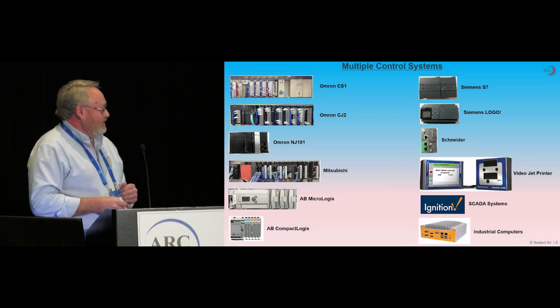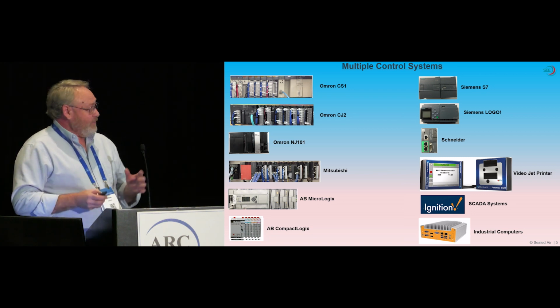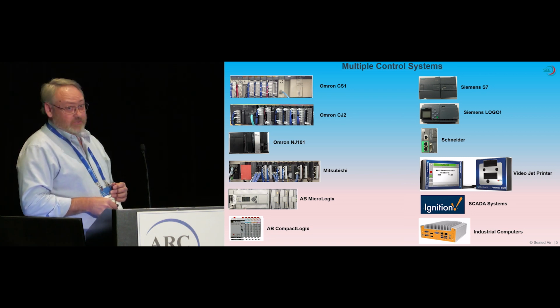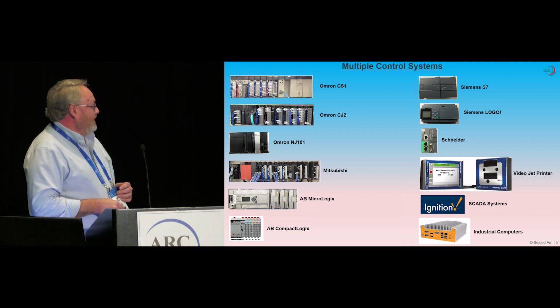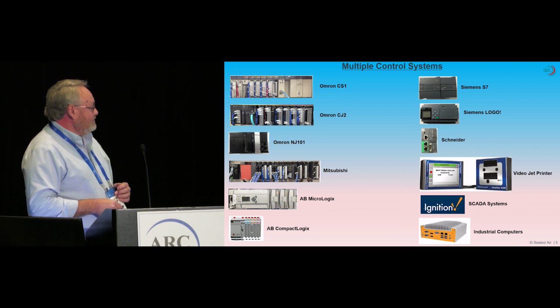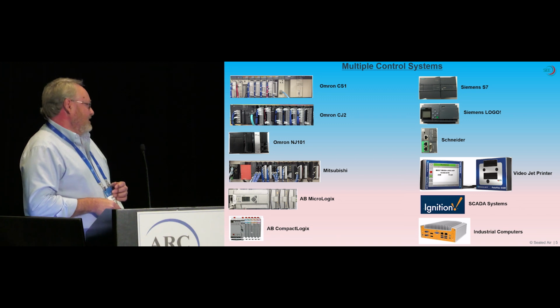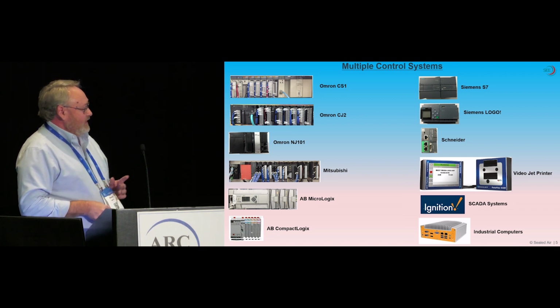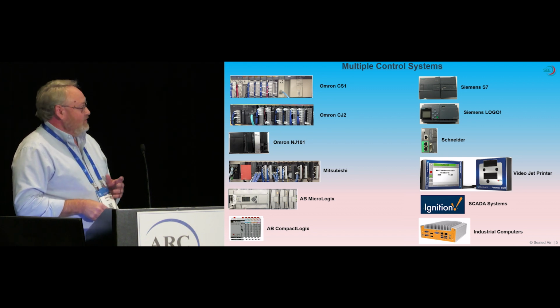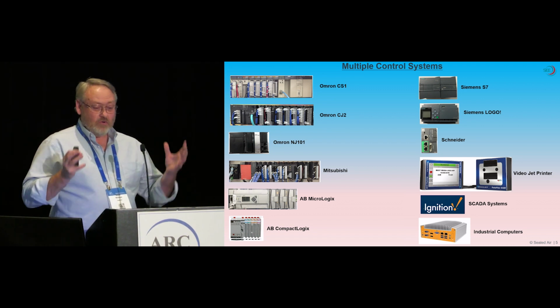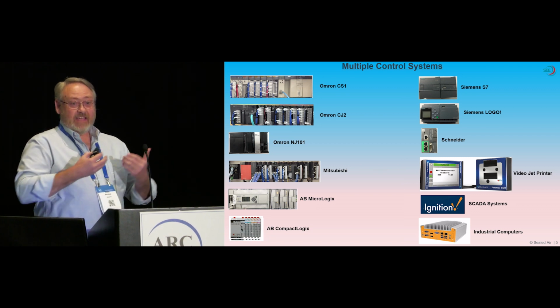As I look into it, we've got multiple machines and platforms, but also multiple control systems. So we have some older Omron systems, a little bit newer Omron, still yet fairly new Omron, Mitsubishi, Allen Bradley, Siemens, Schneider. We even talked to some Videojet printers. We'll talk to various SCADA systems, had to talk to industrial computers. So we have all these control systems that we wanted to extract data from.